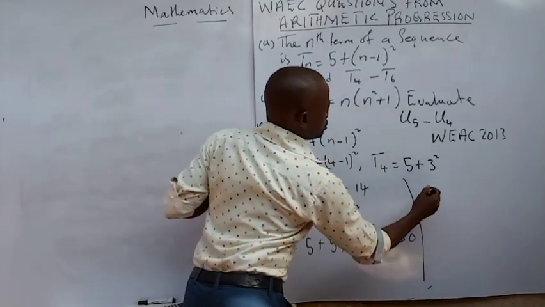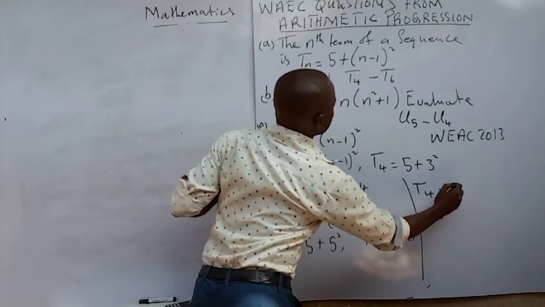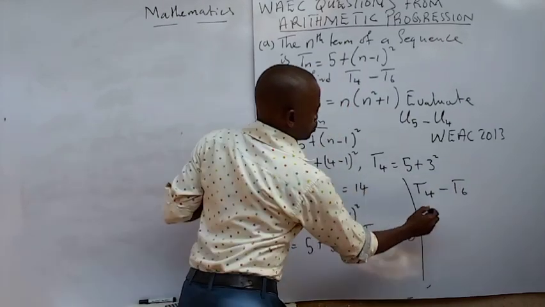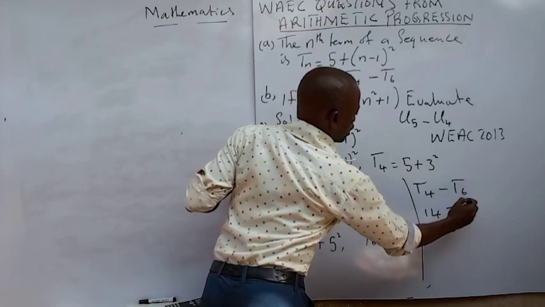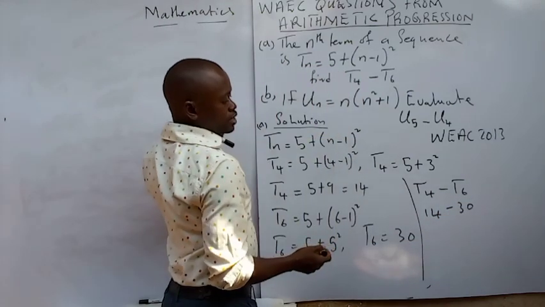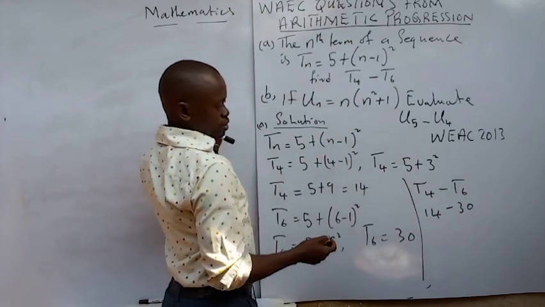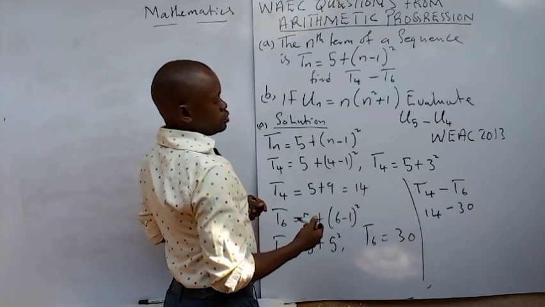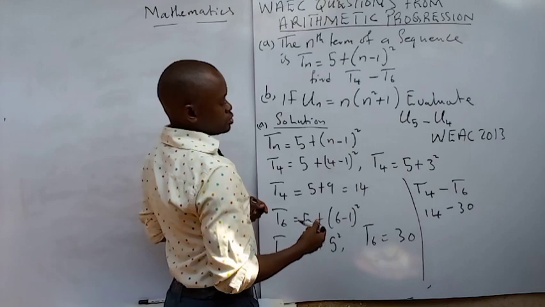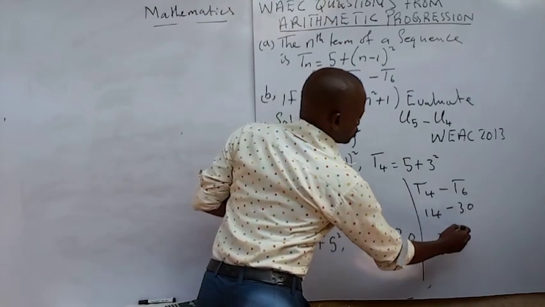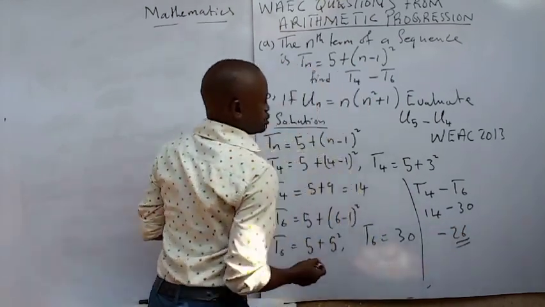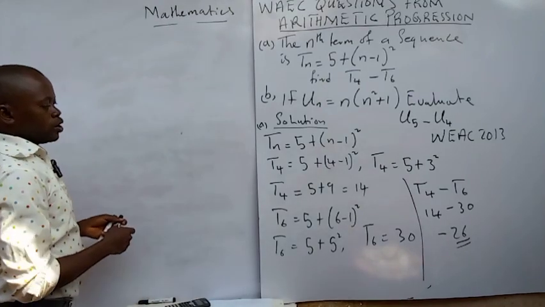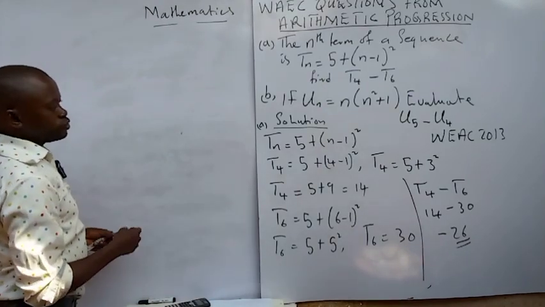So what is the meaning of T4 minus T6? It will simply be 14 minus 30. And what is that going to give us? 14 minus 30: 30 minus 10 is 20, 20 minus 4 is 26. It will be negative, minus 26. So that's the result. I'm sure that is very clear. All right, so let's move on.